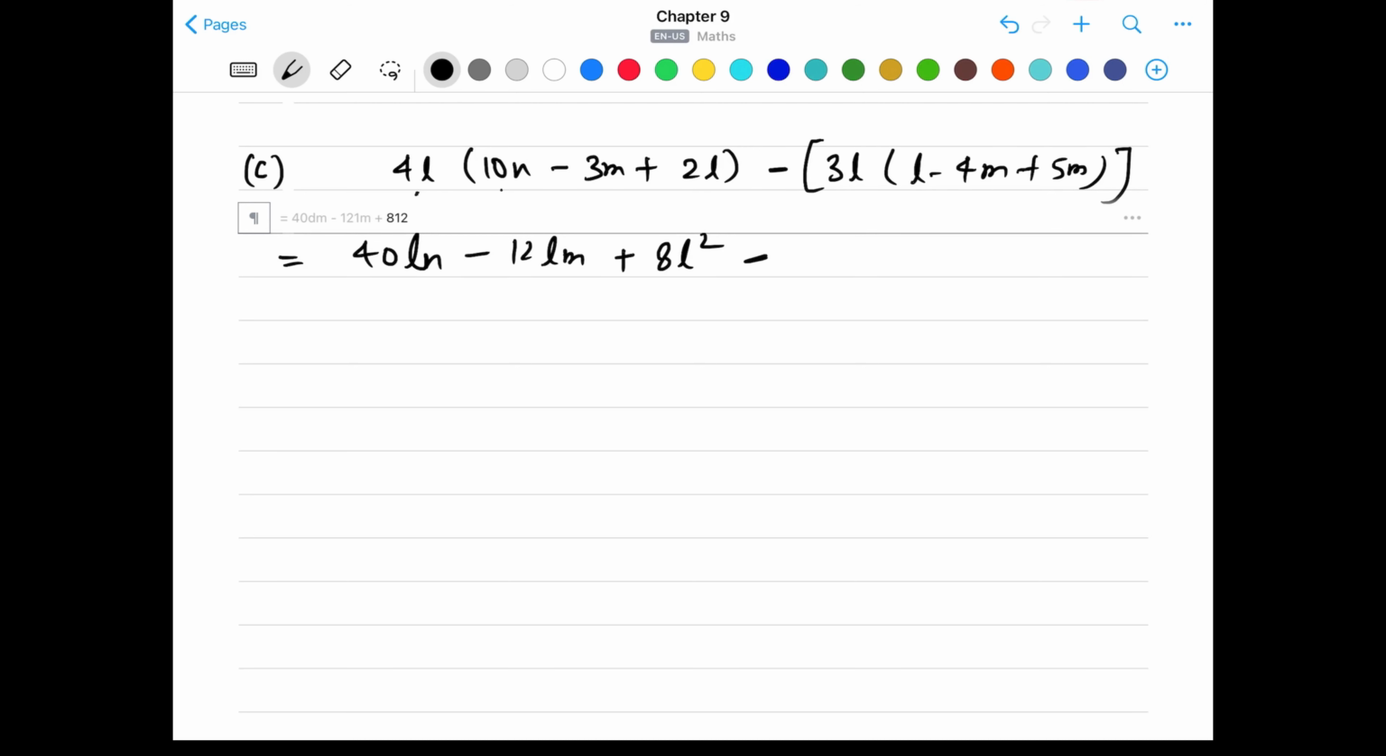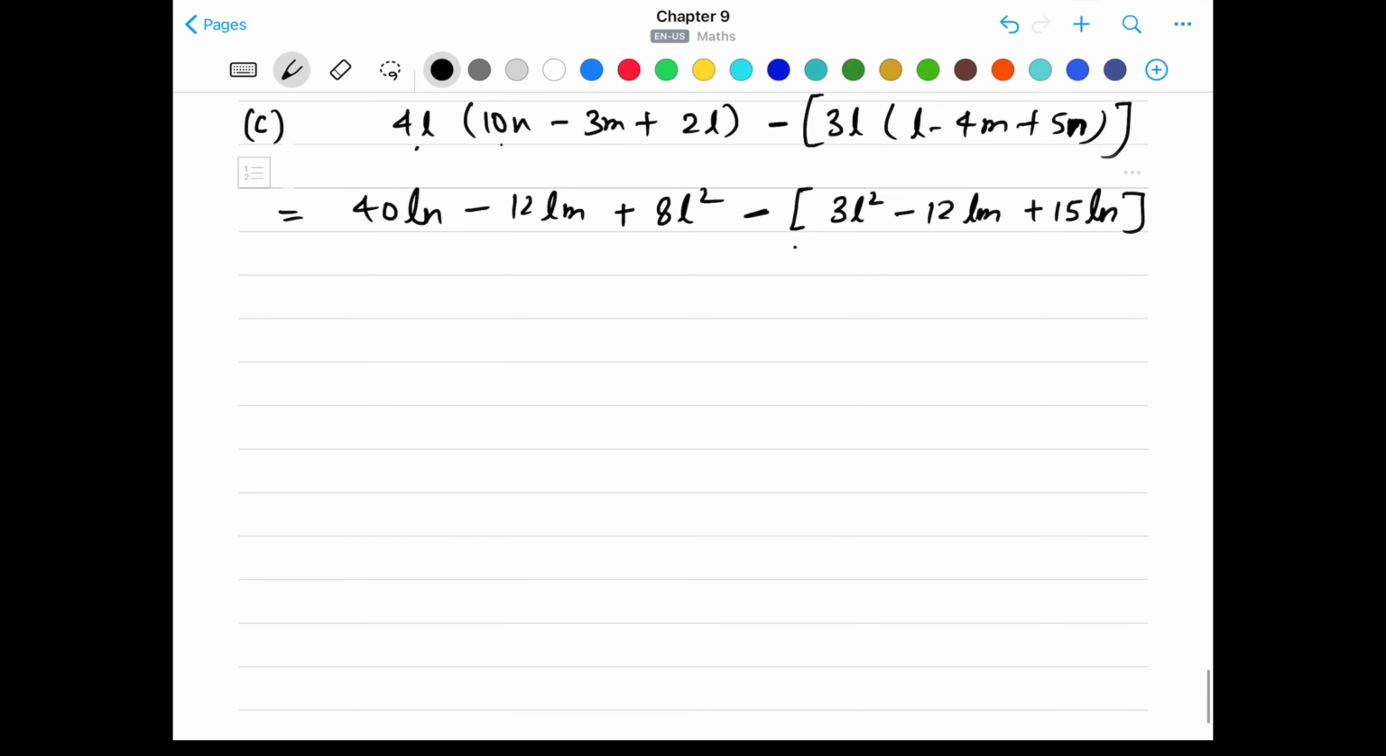Okay, then write this minus sign, write this bigger bracket. Now multiply the terms: 3l into l will be 3 l square. This 3l into minus 4m will be minus 12 lm, and this 3l into plus 5, the last one is n, not m. So 3l into 5n will be plus 15 ln.